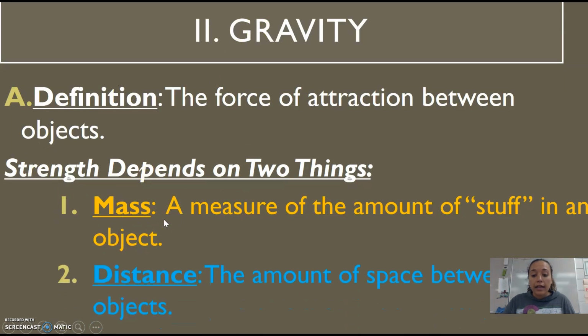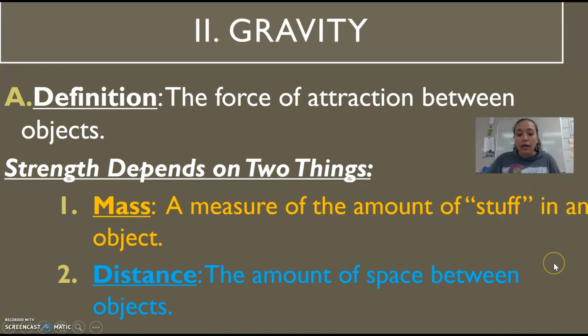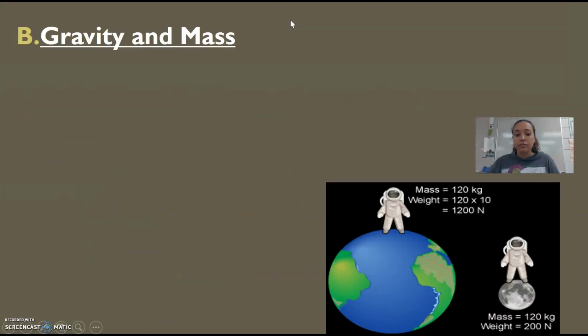Okay? The next thing would be distance. That is the amount of space between objects. So the closer an object is, the more gravity it's going to apply. The further something is, the least amount of gravity it's going to give. So the two things that are going to dictate gravity are mass and distance. And that's going to tell you how much strength that gravity is going to have.